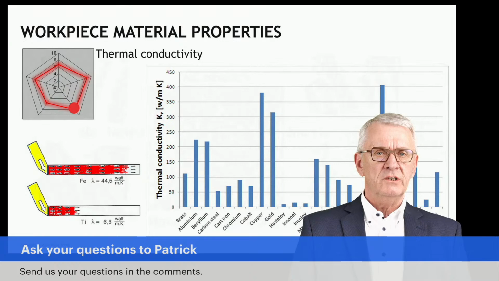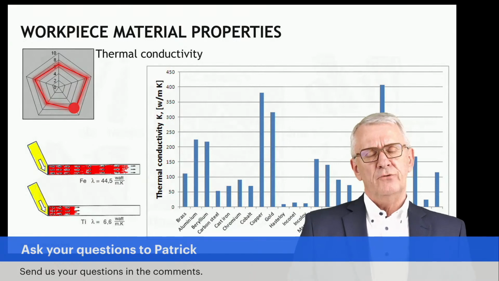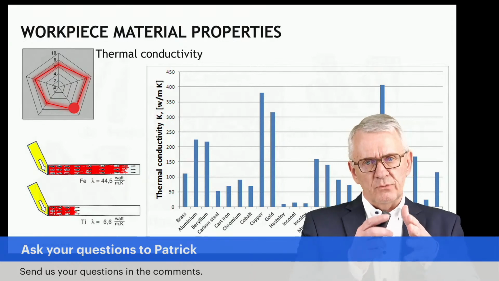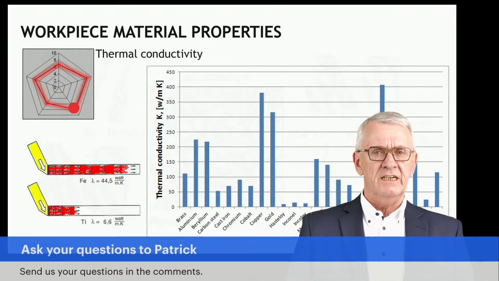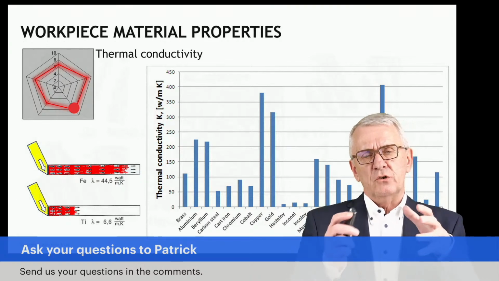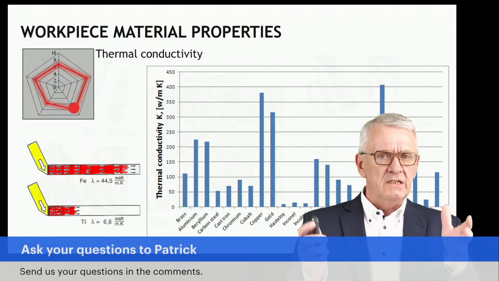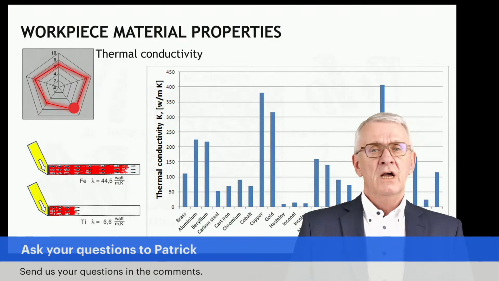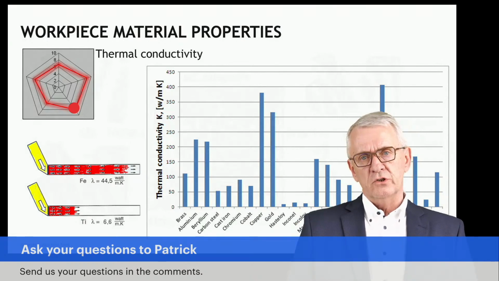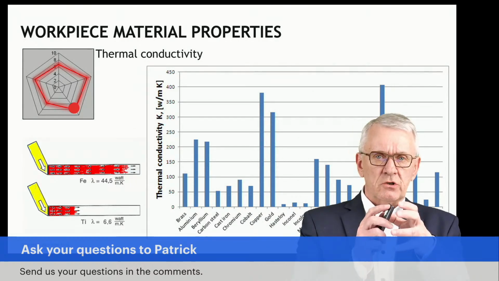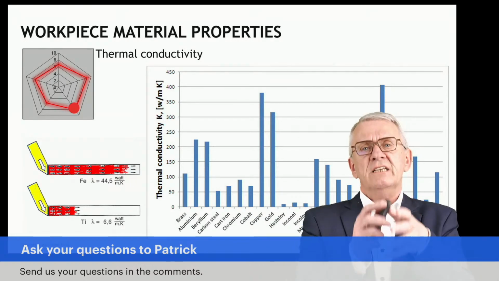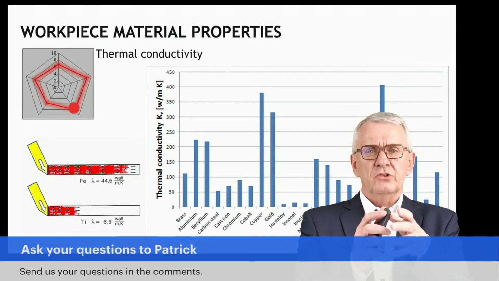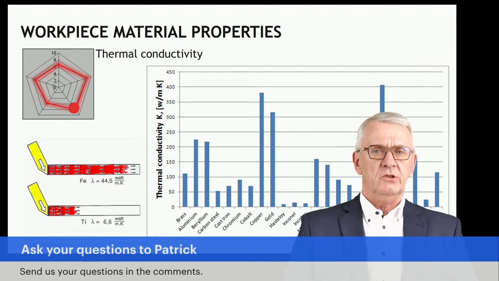High thermal conductivity means that if you put heat in a material, the heat will spread out rather easily, meaning you don't have concentrated heat, meaning the temperatures stay rather low. When you have a material with a low thermal conductivity, the heat stays concentrated there where it is put in the material, and that concentrated heat will increase the temperature quite a lot.